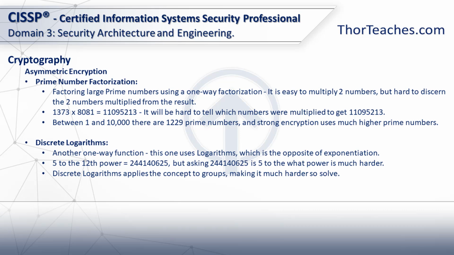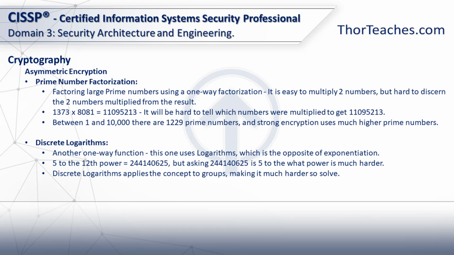If I multiply 1373 with 8081, I get 11,095,213. It's not a difficult task for most people to multiply those two numbers. But if you only have the result, how much time would you use to figure out that that number, 11,095,213, was actually done by multiplying the two first numbers? It's going to take you much more time, and that's how one-way functions work. Easy to multiply one way, very difficult to reverse.